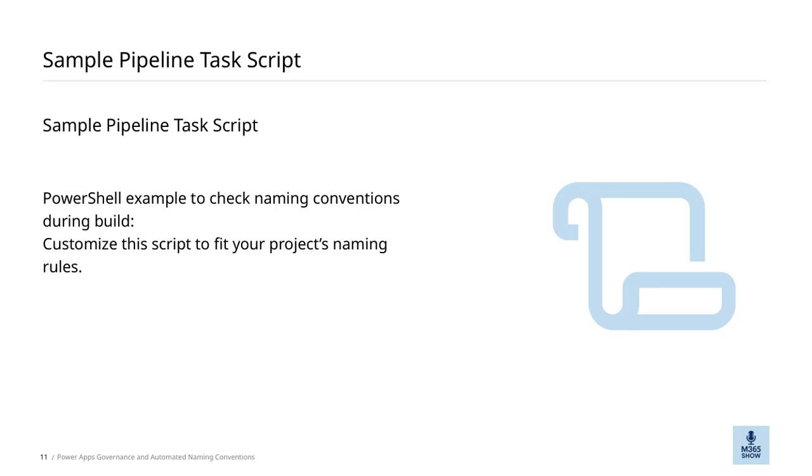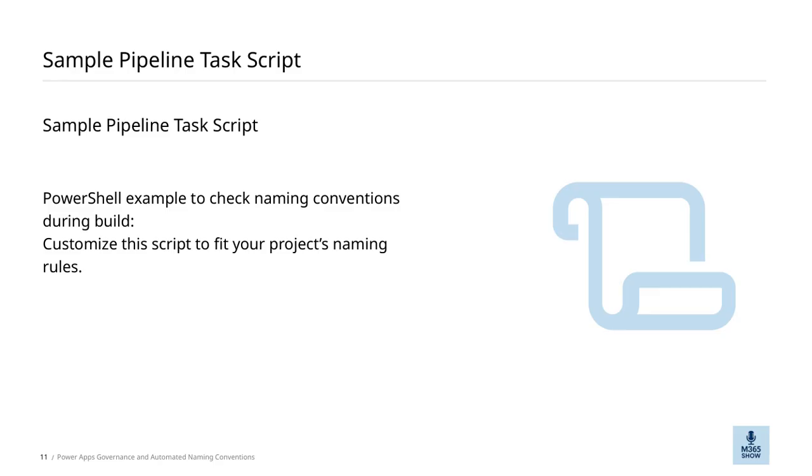Now, let's look at a practical example of how we can enforce naming conventions during our build process. This slide shows a PowerShell script designed specifically for that purpose. The idea here is that you can customize this script to match your project's unique naming rules, ensuring consistency across your Power Apps. By integrating such scripts into your pipeline, you automate the enforcement of governance standards, reducing manual errors.